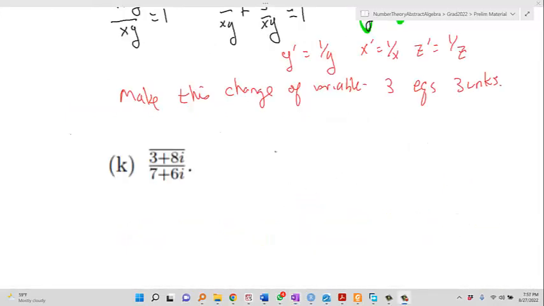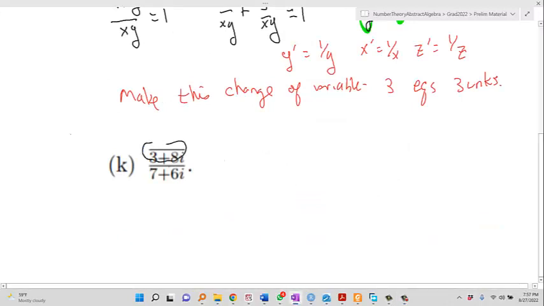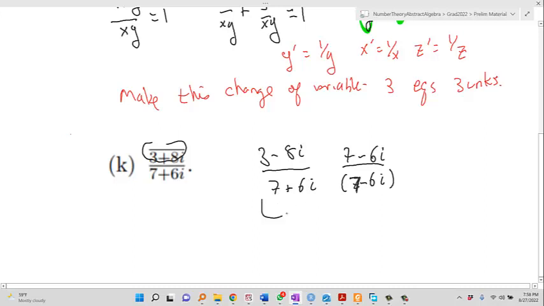Okay, next one here. Here we have a conjugate on the top, 3 plus 8i conjugate, divided by 7 plus 6i. That gives me 3 minus 8i divided by 7 plus 6i. Now the way you get rid of complex numbers in the denominator is multiply by the complex conjugate. Okay, again, this is difference of squares, so that's going to be 7 minus 6i over 7 minus 6i, right? You can multiply and divide by the same thing. There's a 7 down there. And you should be able to do that. What you have on the bottom is difference of squares.